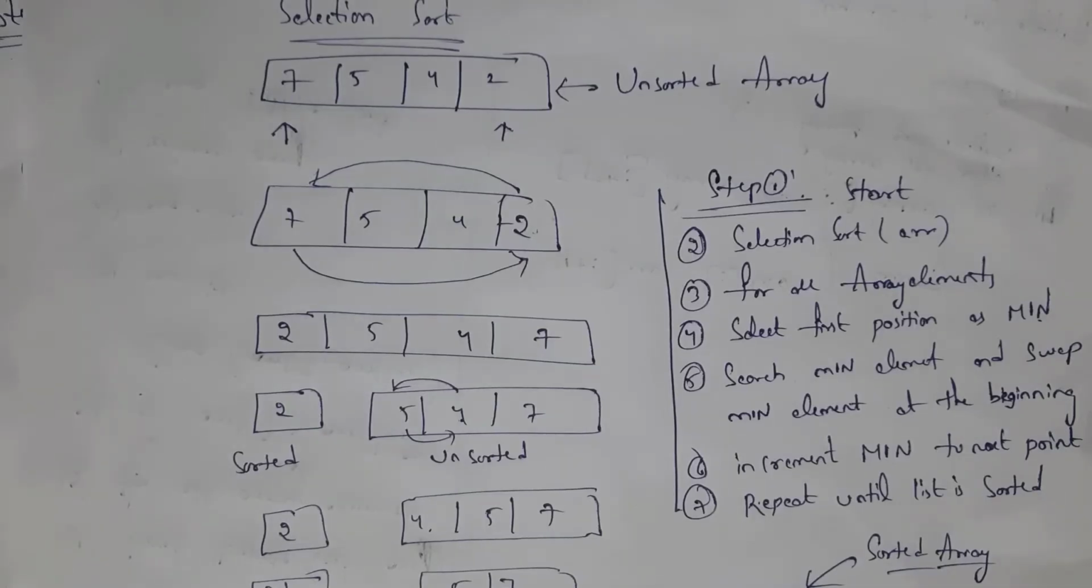Selection sort and bubble sort are not suitable for large size data sets. They are suitable only for small size data sets. Next I will explain what insertion sort is.